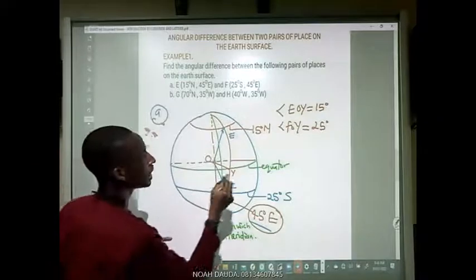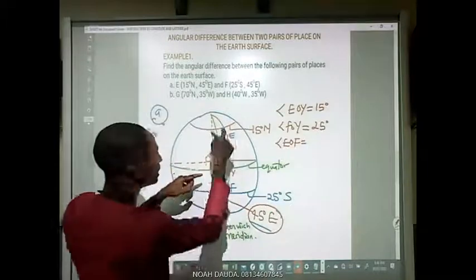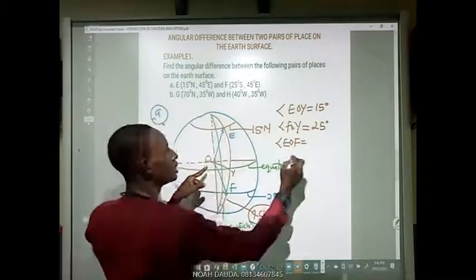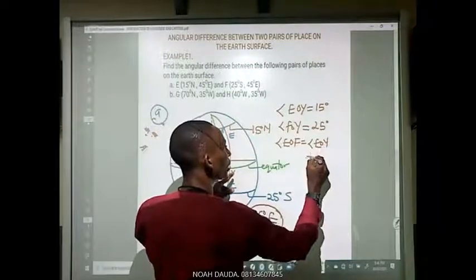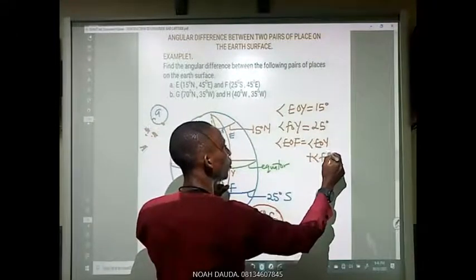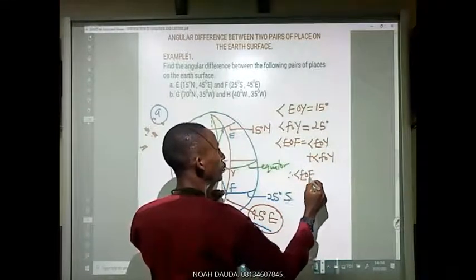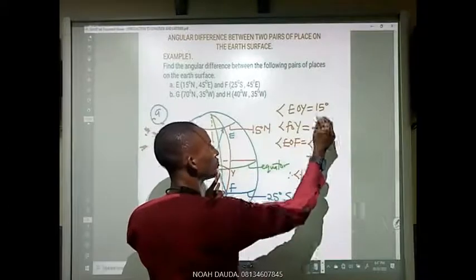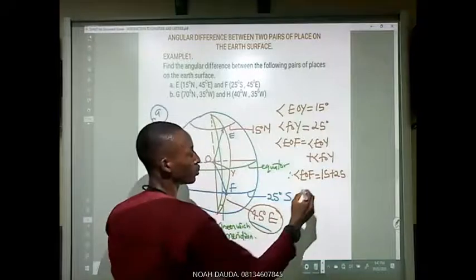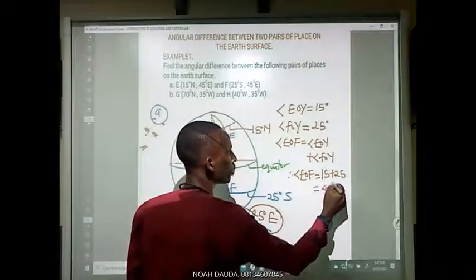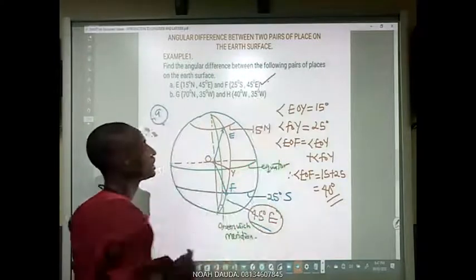By so doing, you are actually looking for the angle EOF. So angle EOF, which is the angular difference between E and F, would be equal to angle EOY plus angle FOY. Therefore, your angular difference EOF would be equal to 15 plus 25, and 15 plus 25 will give us nothing less than 40 degrees. And that gives us the angular difference between E and F.